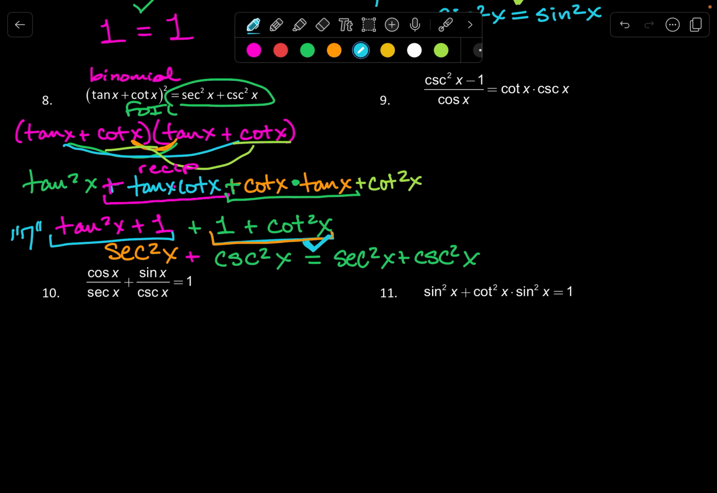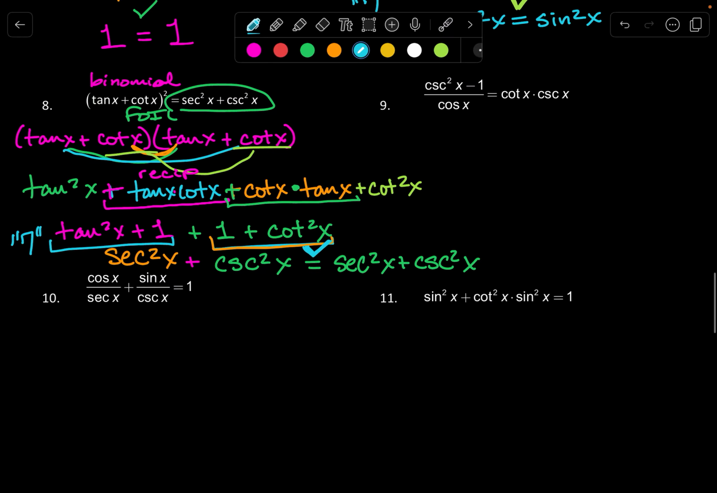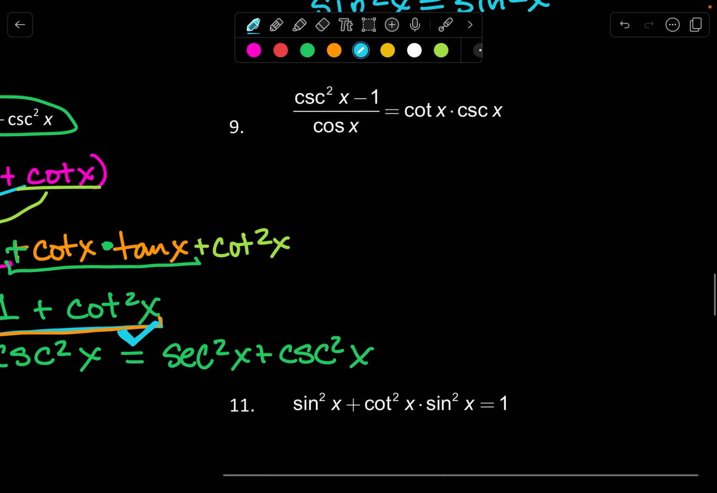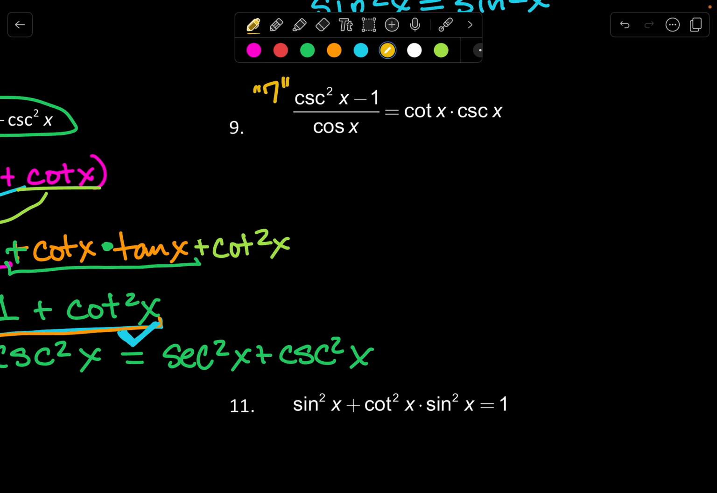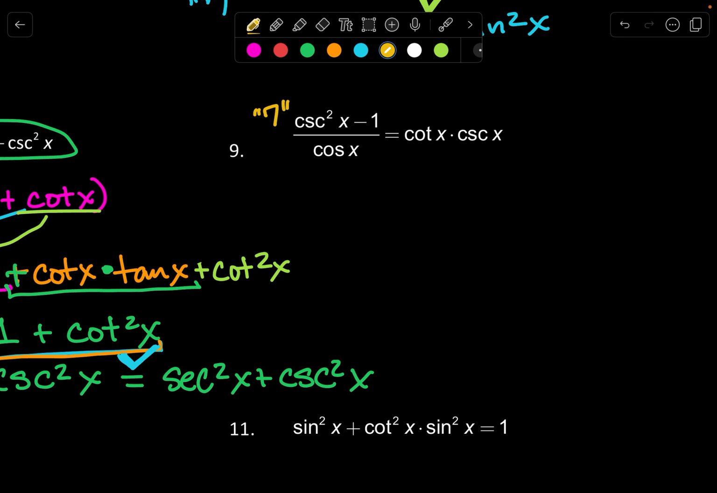For number 9, I've got cosecant squared x minus 1. That looks a lot like one of the Pythagorean 7s. And if you use your triangle, the one that involves cosecant is 1 plus cotangent squared x equals cosecant squared x.